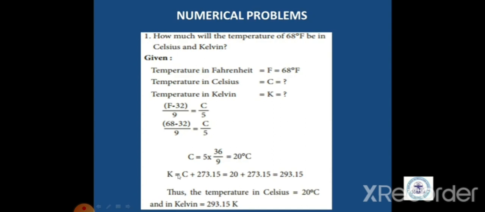The formula for calculating Kelvin is C plus 273.15. We know the value of C is 20. So, by substituting C equal to 20 in the formula, when we add 20 plus 273.15, we get 293.15. Thus, the temperature in Celsius is 20 degrees C and in Kelvin it is 293.15 K.